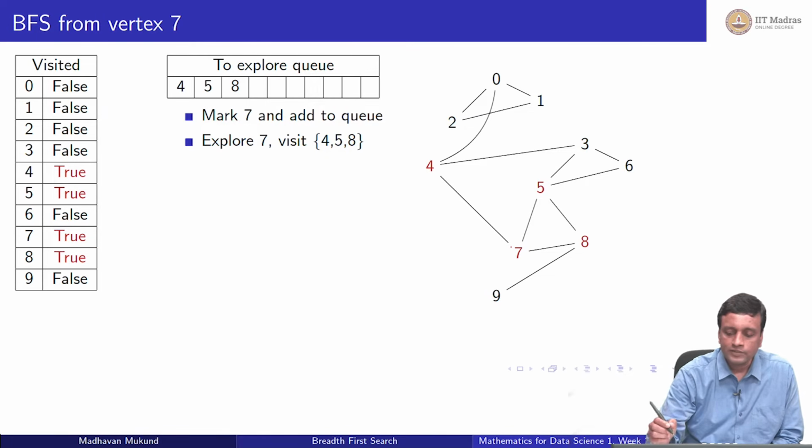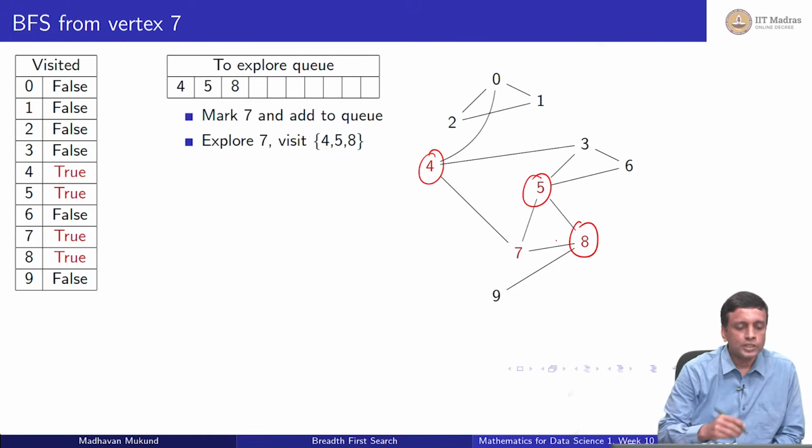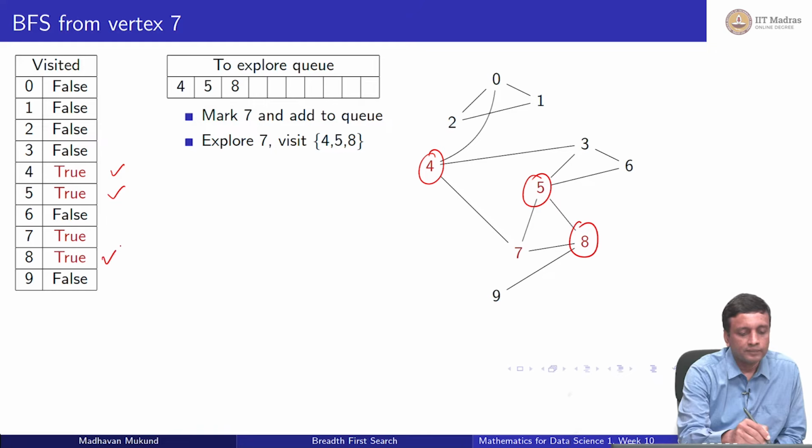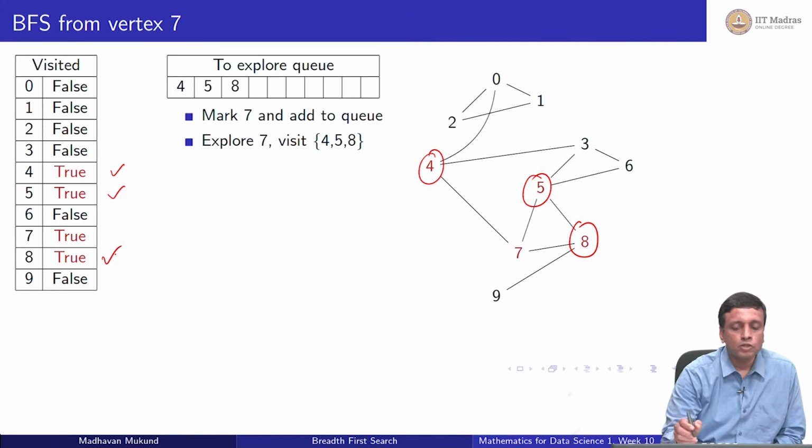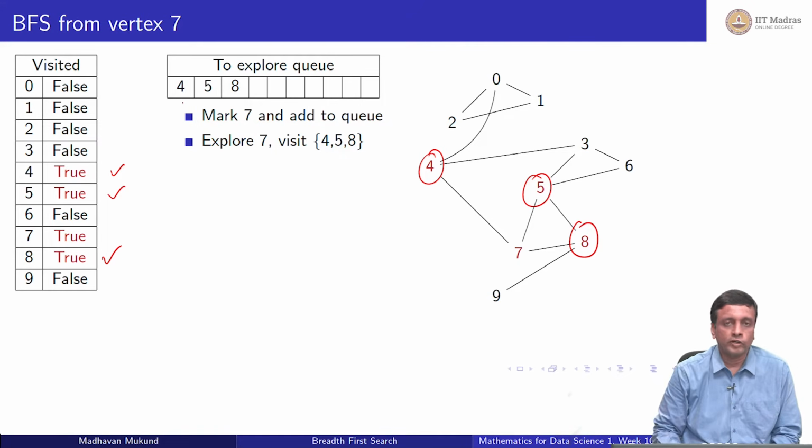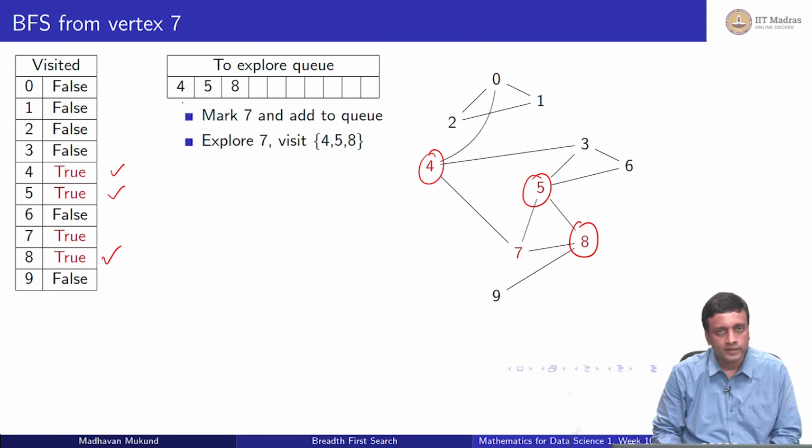What are the neighbors of 7? The neighbors of 7 are 4, 5 and 8. So in this process 4, 5 and 8 get marked, and they also get added to the queue. I put them in some order, in this particular case ascending order. It doesn't matter; I could have put them as 8, 5, 4 or 5, 4, 8, but it's convenient to put them in some fixed order, so I always put them from smallest to largest. 4, 5 and 8 were neighbors of 7 and had not been visited, so now I have marked them as visited and added them to the queue. Notice that 7 has gone from the queue because 7 has been explored.